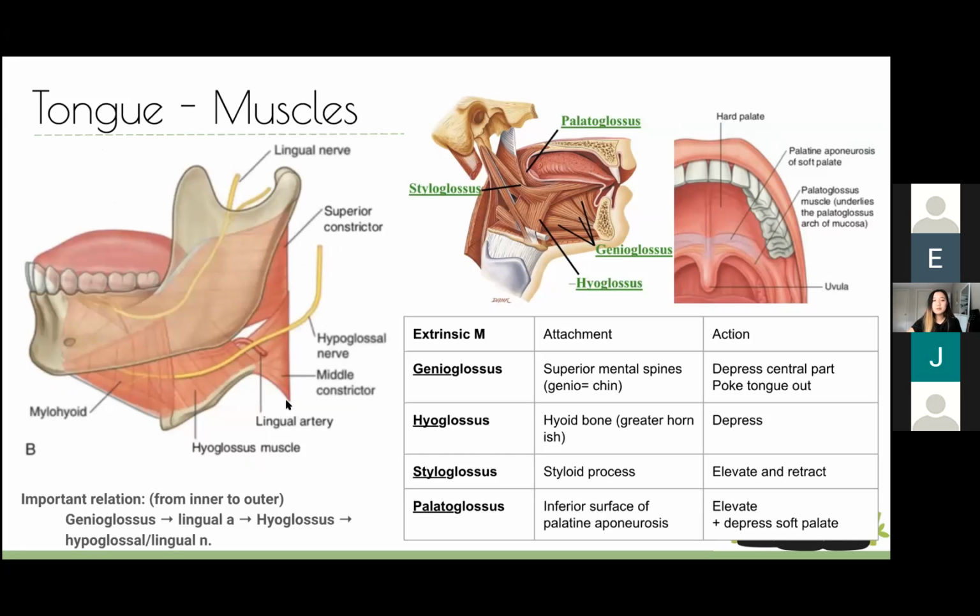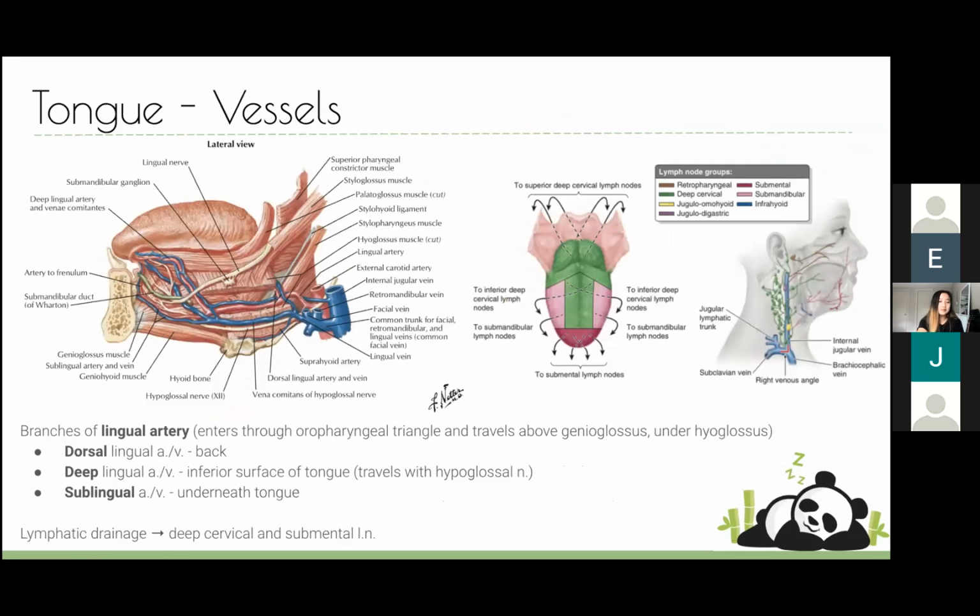Cool. Important relation, from inner to outer: you have your genioglossus, your lingual artery, then your hyoglossus, and then your hypoglossal or lingual nerve. Sorry, I'm going a little faster, guys. I'm trying to finish. These are your vessels. So you've got your lingual artery, and then at the back it's your dorsal lingual, and then it goes to your deep, and then sublingual. And these are all your arteries and veins.